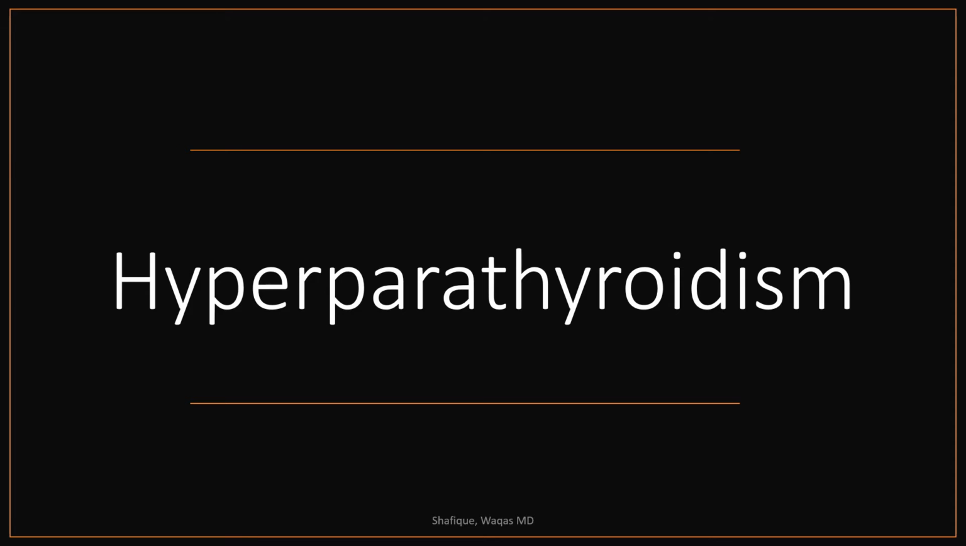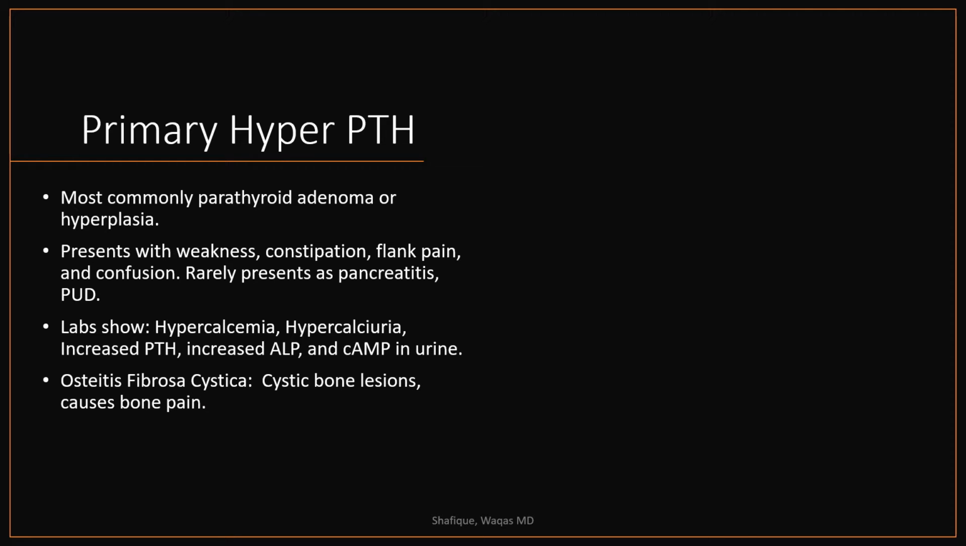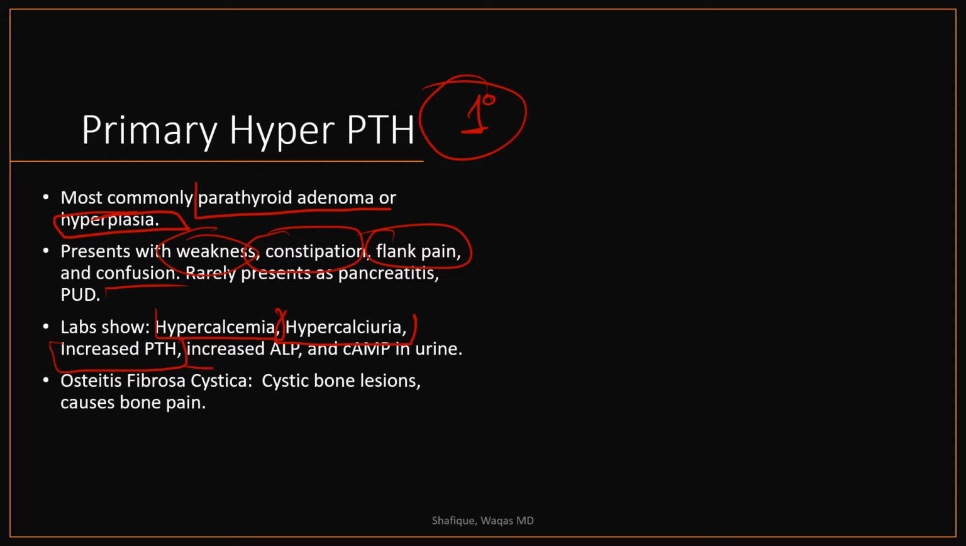So let's get started. Primary hyperparathyroidism. It's basically due to parathyroid adenoma and/or hyperplasia. Primary means that this is a primary pathology. It's not secondary to anything else. It presents with weakness, constipation, flank pain, confusion, and in labs, you'll see hypercalcemia, hypercalciuria, increased PTH, increased ALP, and cAMP.